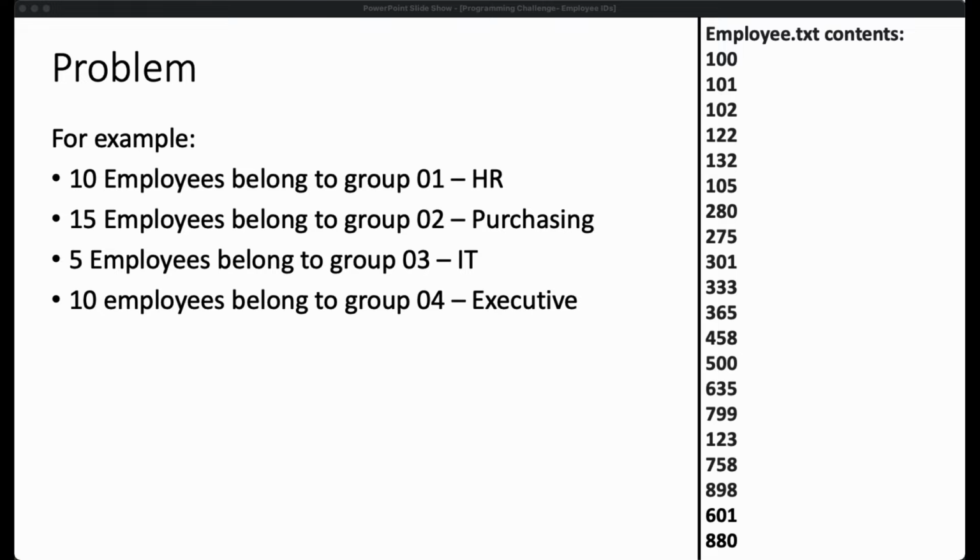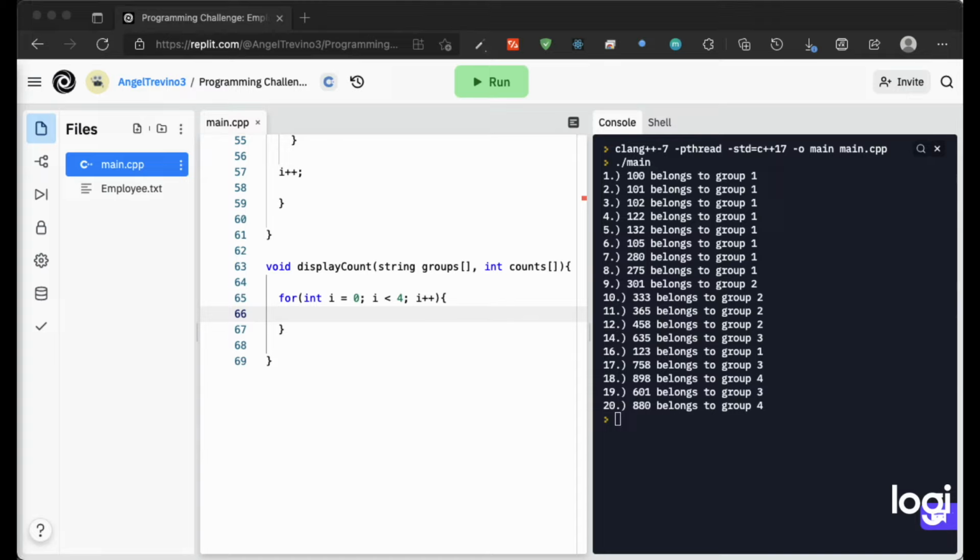So for example, the first one says 10 employees belong to group number 2, or group number 1, I'm sorry, which is HR. So this first number should be our count for that particular index in that array. So we'll do a cout and then count I, as the first iteration of this for loop is equal to 0.